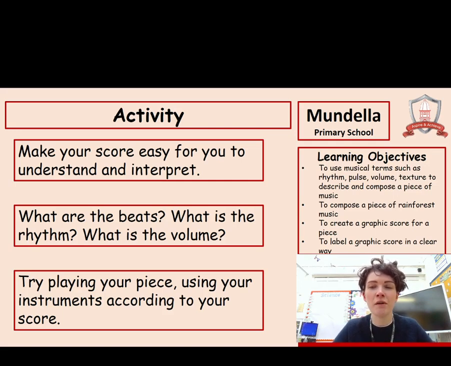Okay, Year 5, very well done for your efforts today. And what we'll do tomorrow is you're going to have a chance at actually recording your piece and seeing, and reviewing it and what went well, what was easy to do, what was difficult, and which sounds you found the most effective and why.